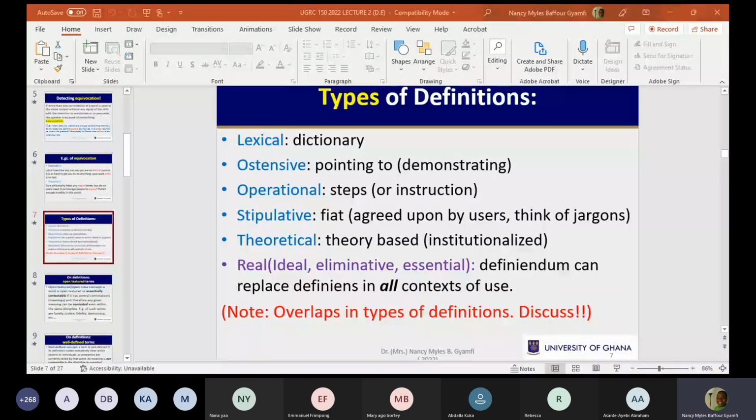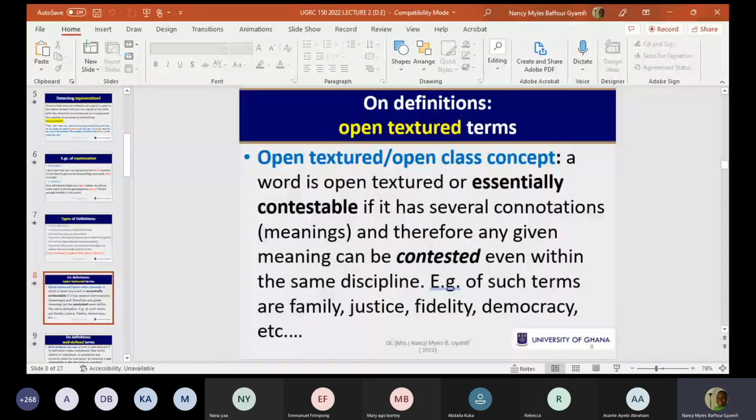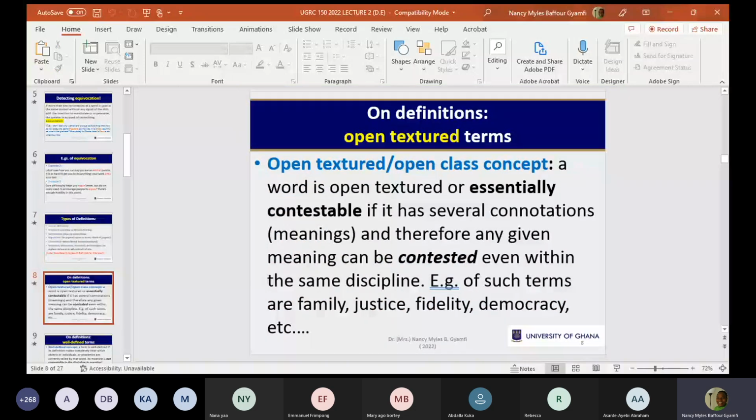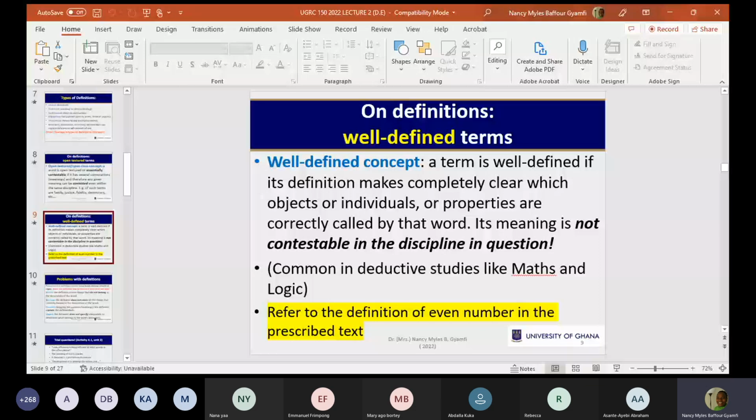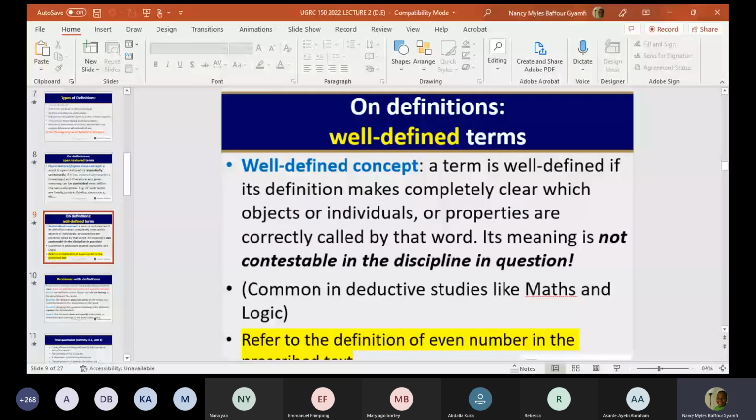I'm trying to show you that from a real definition, we can have open textured terms versus well-defined terms. If we define a word well, or if it is a real definition, then we'll call it what? Look on the screen now. It will be a concept that is well-defined, like even number, odd number, prime number. 2 plus 3 is 5 in mathematics. It cannot be otherwise because the meaning of 2, of plus, of equal to in mathematics is fixed. You can't have your own version of it, but I can have my own meaning of family.